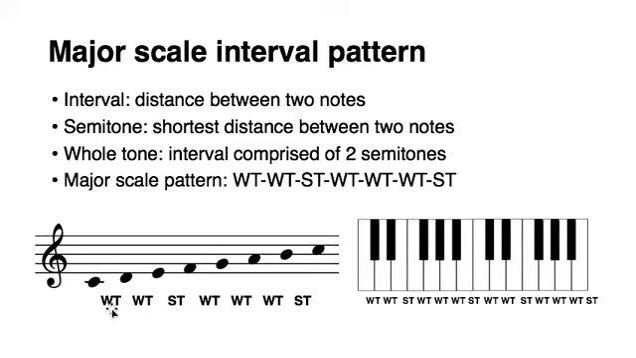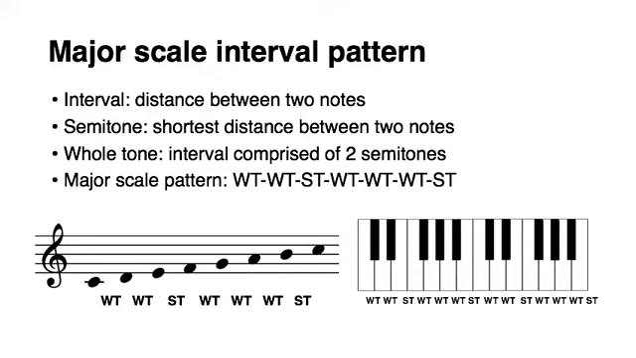Between C and D, we have a whole tone. We're skipping over a black key, right? So we go a semitone here and then a semitone here. 2 semitones make a whole tone. Between D and E, it's the same case. We have another whole tone. E to F, scale degree 3 to 4, we have a semitone. There's no black key in between. You keep calculating, you end up with this DNA, or this intervallic structure. Whole tone, whole tone, semitone, whole tone, whole tone, whole tone, semitone.